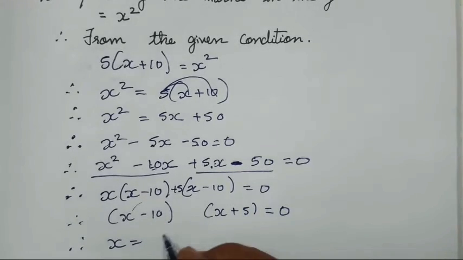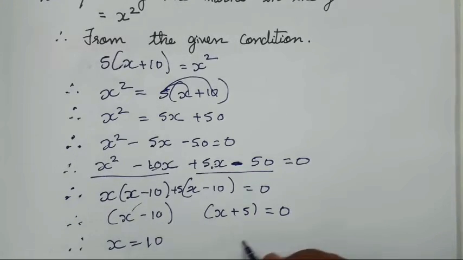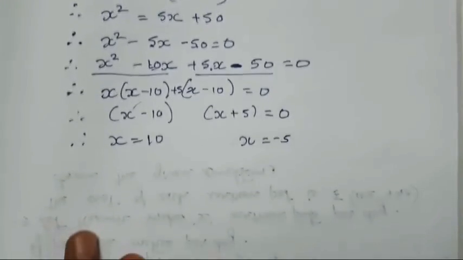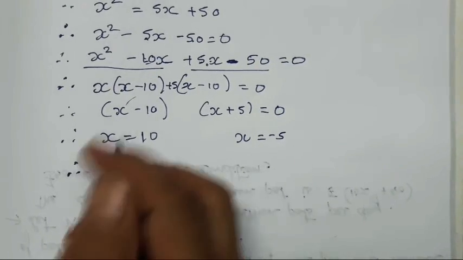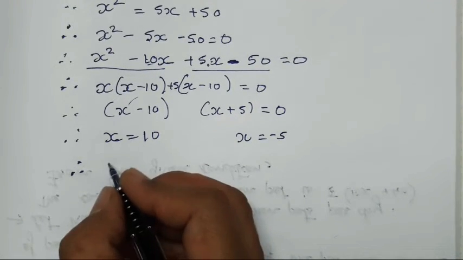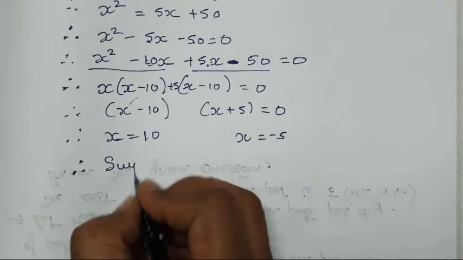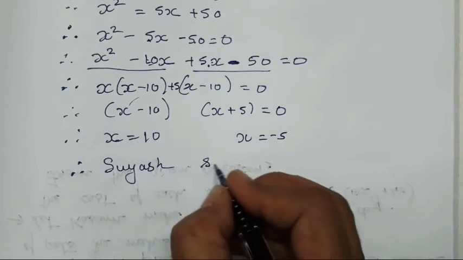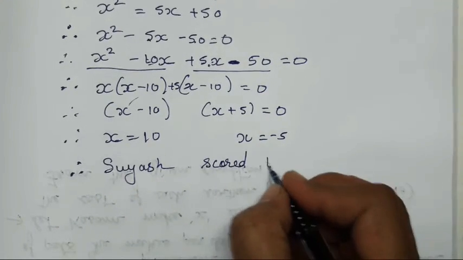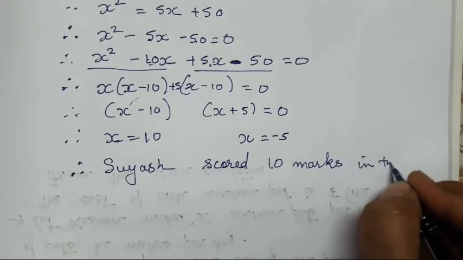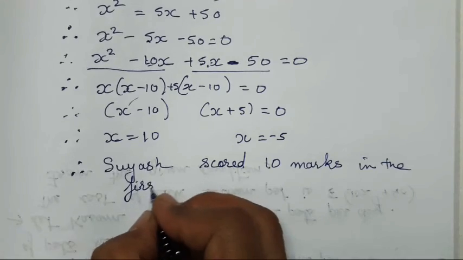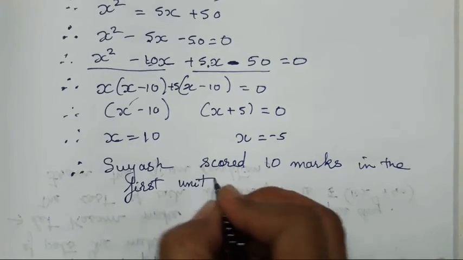Therefore x is equal to minus will change to plus and plus will change to minus. You all can add a step over here. I have skipped that step. Therefore marks cannot be in negative. So negative answer is not been considered. Therefore, x is equal to 10. So Suyesh, x we have got. So Suyesh scored 10 marks in the first unit test.